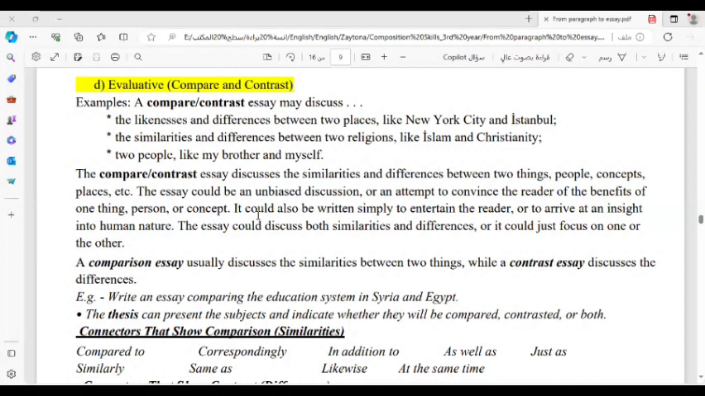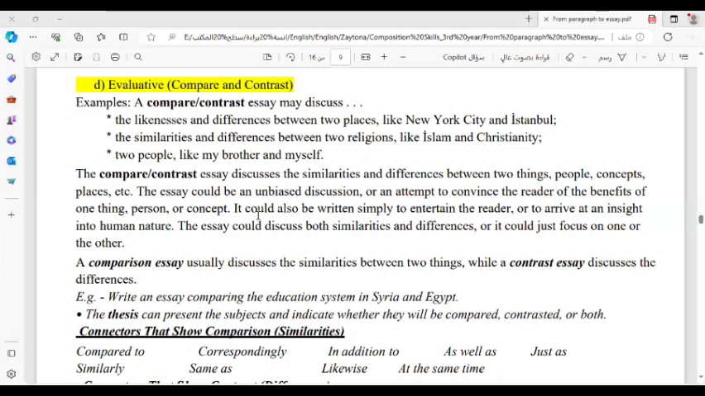When I say contrast, for example, living in the city and living in the countryside, it means that I need you to talk about only the differences. This is a very important difference between compare and contrast. You need to focus on it. When I say compare, it means similarities. When I say contrast, it means differences.